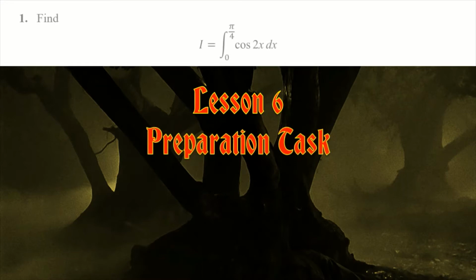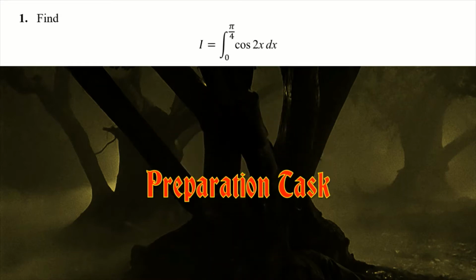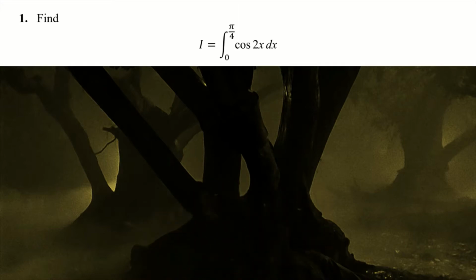In question 1, we are going to find the value of I, which is the definite integral from 0 to pi over 4 of cos of 2x with respect to x. So please pause the video and try this. Okay, let's have a look at the solution.